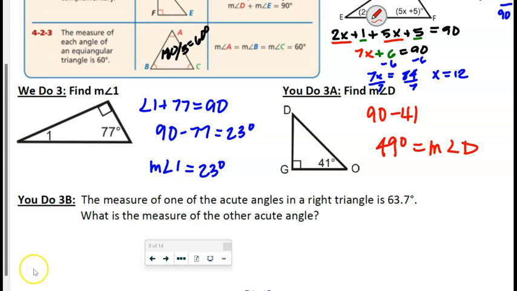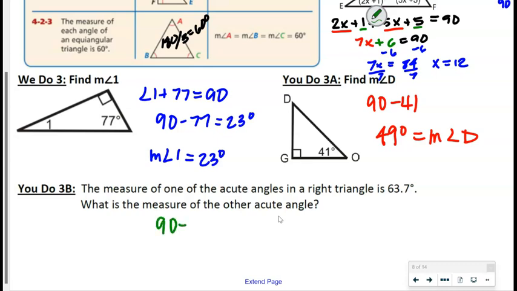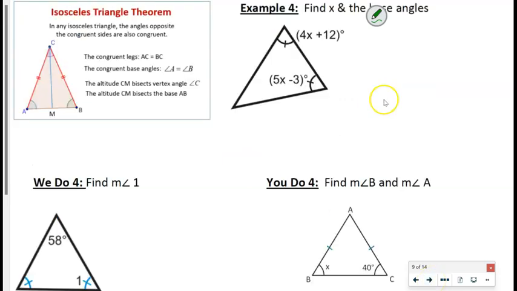Okay. Now, this one is a word problem. See if you guys can do it. The measure of one of the acute angles in a right triangle is 63.7. What is the measure of the other acute angle? Pause the video, see if you can do it. Come back to me when you're done. Okay, so all you have to do is 90 minus that 63.7, right? So when you do 90 minus 63.7, don't you get 26.3 degrees? Okay?